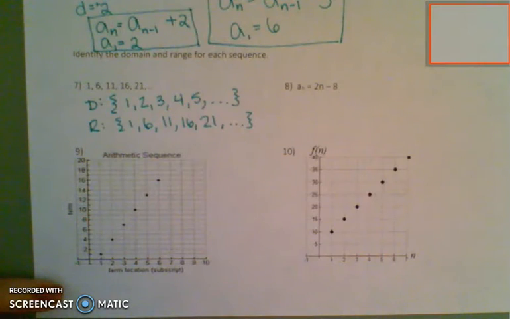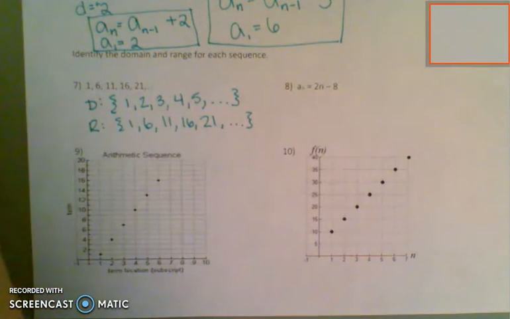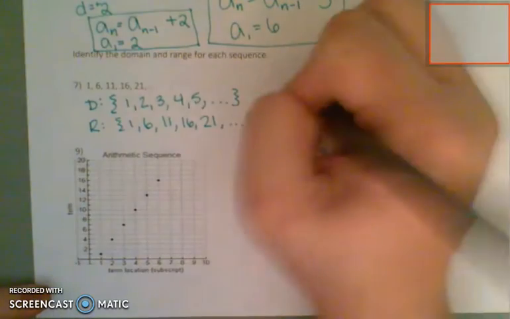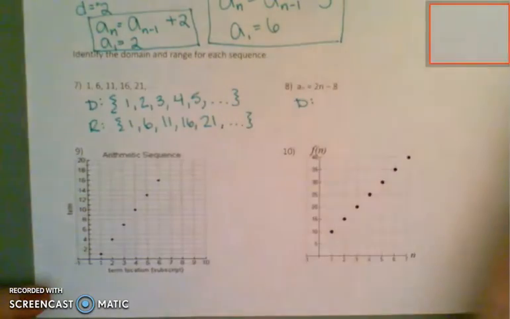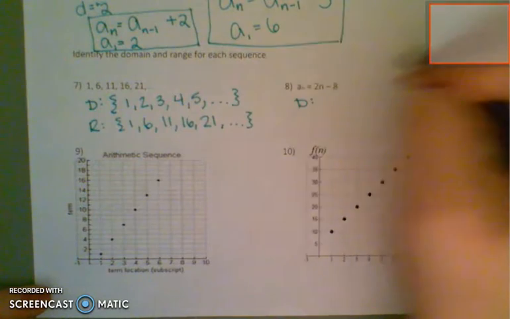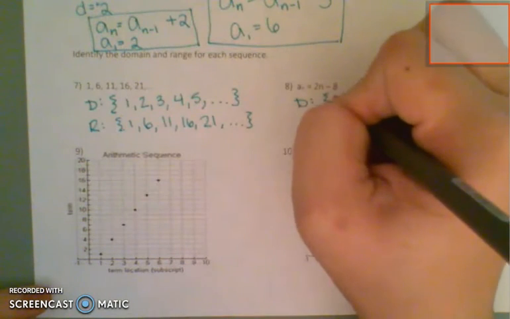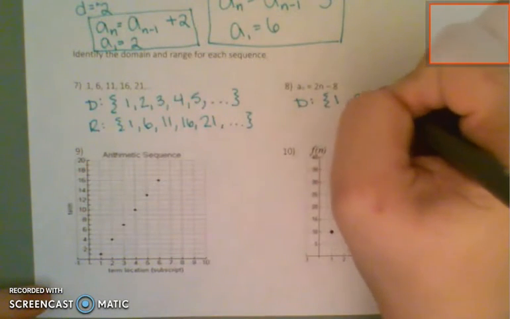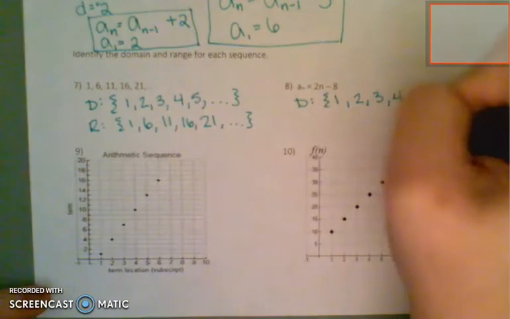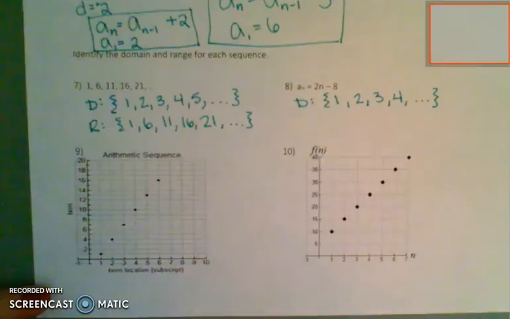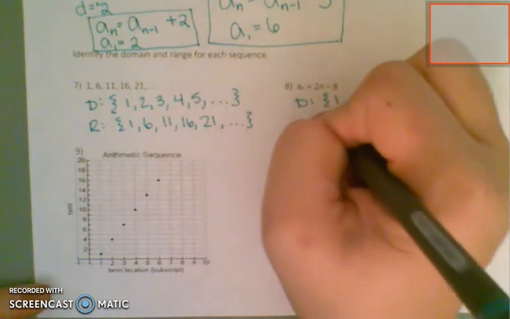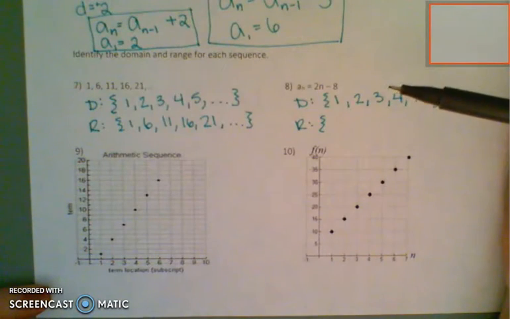For number 8, it's a little different. They didn't give you the actual list of numbers. You have to plug it in and see. So again, domain is the term number we're on. So 1, 2, 3. We'll just say there's 4 we're going to use. It doesn't specify. So my range is me actually plugging in these numbers.